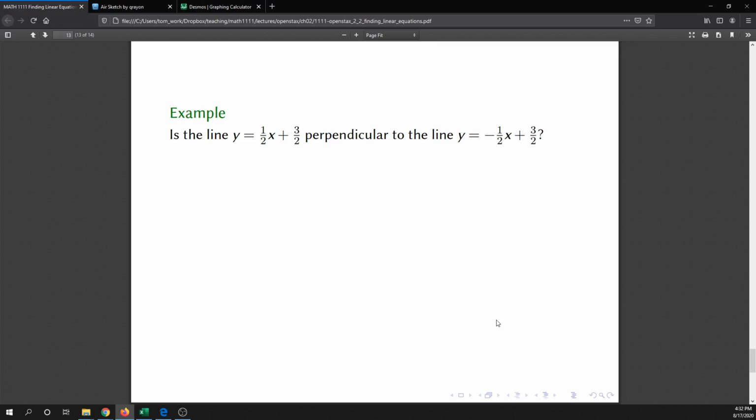All right, so in this slide I have a question for you, and it says, is the line y equals 1/2 x plus 3 halves perpendicular to the line y equals minus 1/2 x plus 3 halves? Okay, so that's the question. Are these two lines perpendicular?